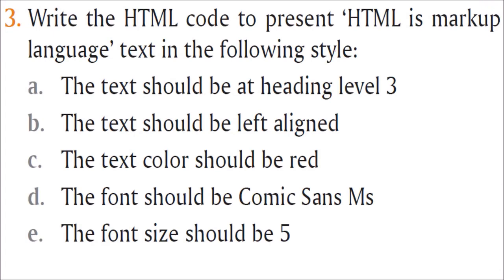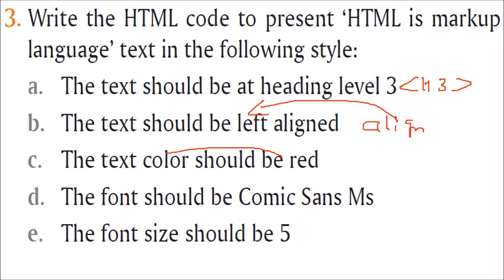Write the HTML code to present "HTML is markup language" text in the following style. The first is text should be at the heading level 3. So we will use H3. Text should be left aligned. So we use align equal to left. Then text color should be red. So we'll use color attribute to be red. The font should be Comic Sans MS. So we'll use font face. And font size should be 5. So we'll use the size attribute.